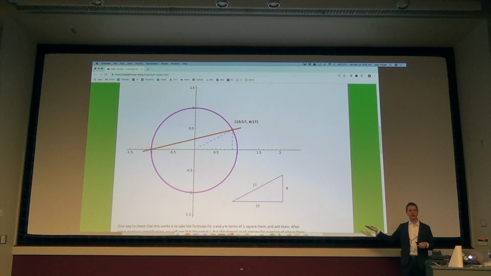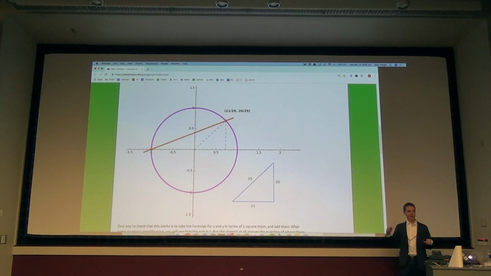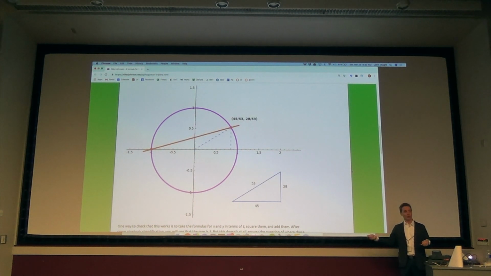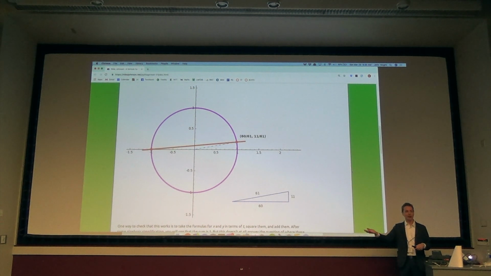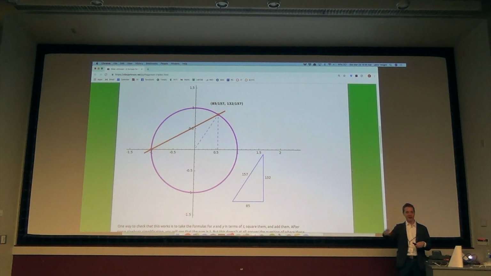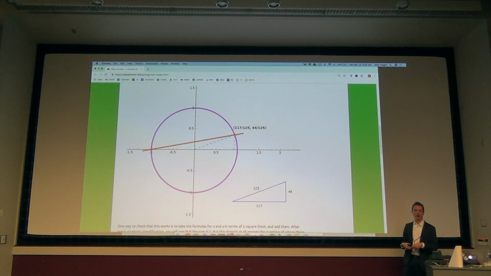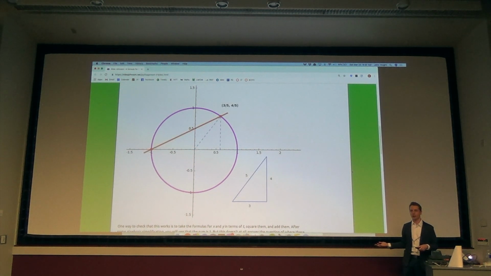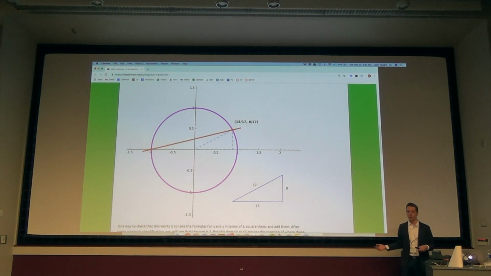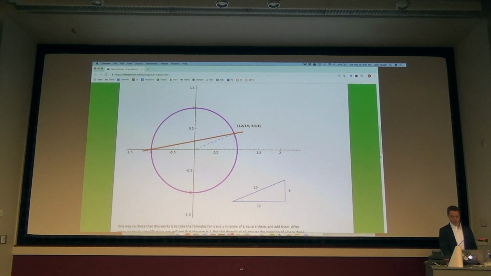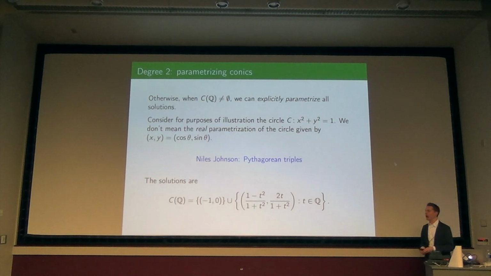And 3, 4, 5 is the usual example that's given. So (3/5) squared plus (4/5) squared is 1. That's the usual thing you see in all of your mathematical lives. Maybe later on when you're fancy, you get 5 squared plus 12 squared equals 13 squared, and you divide by 13. This is all of the possibilities, including some of these exotic looking ones. But you can write them all down in a totally explicit way.